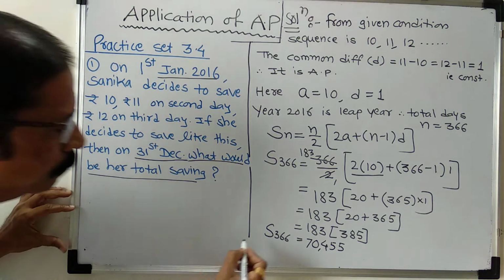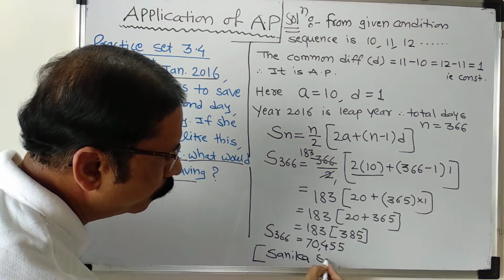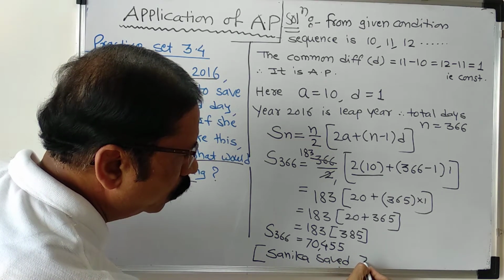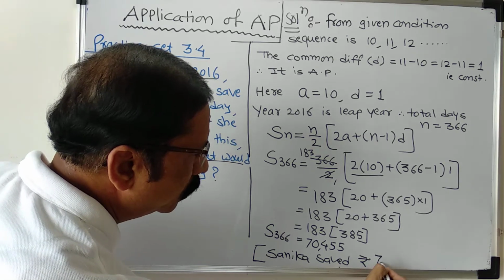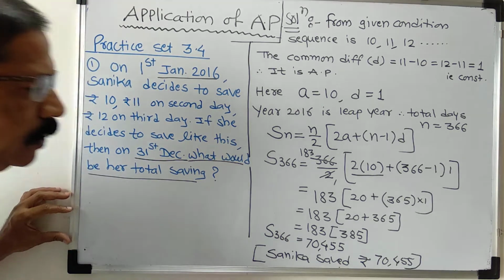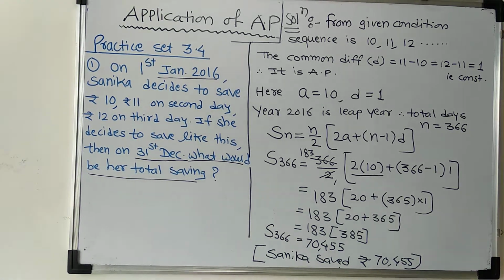Therefore, Sanika saved rupees 70,455 in that year 2016.